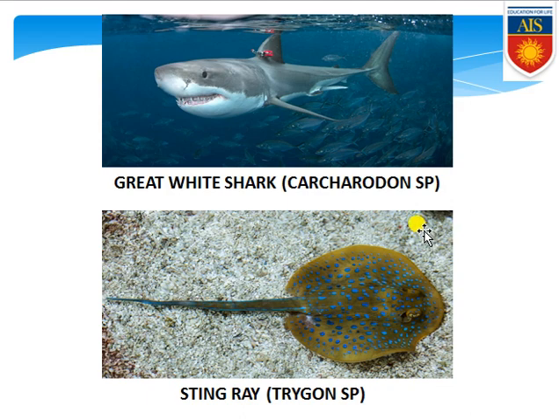Carcharodon sp. So this is also under the Chondrichthyes, and this is the stingray, Trygon sp. Okay, so that's why these specific organisms are present under Chondrichthyes. They can also sometimes be called torpedo.